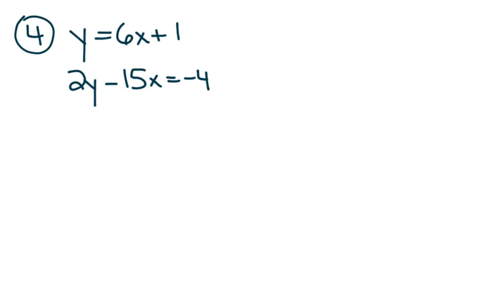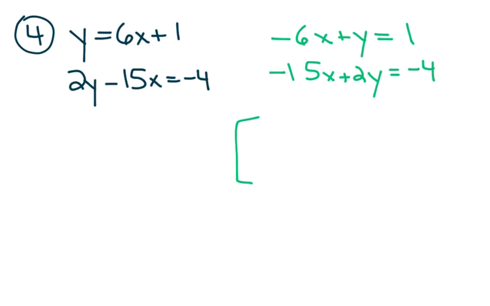Well, what if I want to use a matrix? All right. In order to use a matrix, I need both the equations to be in standard form. Standard form means that both x and y are going to be on the left-hand side of the equal sign. So I subtract the 6x to put it on the left. The second equation, I just have to rewrite it. It's a -15x, but a positive 2y. Now, I can make my matrix.